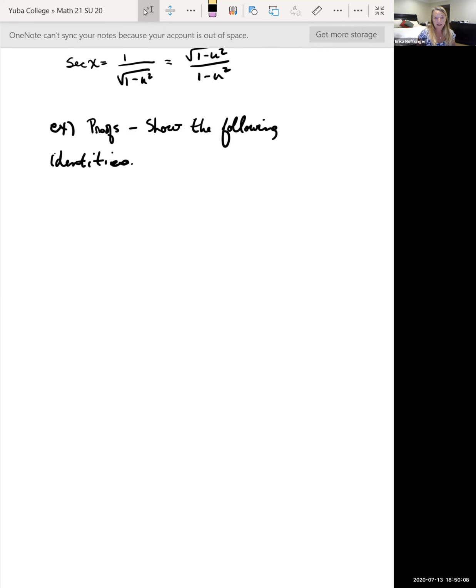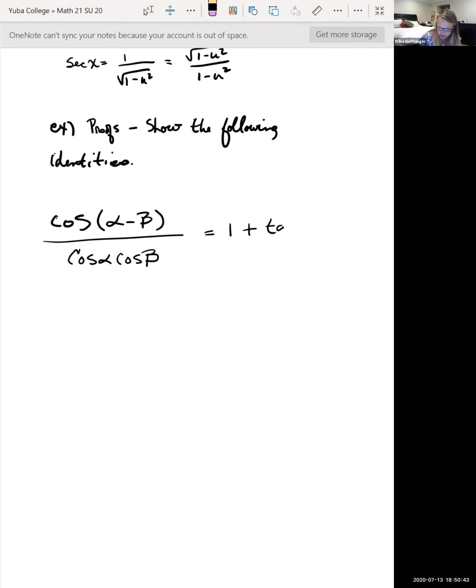So showing the following identities are true, you need to only work on one side, and you only choose one side, and you identify which side you're going to work on. So for instance, and I'm just pulling one right out of here, so I haven't even tried it. Let's see, you have cosine of alpha minus beta, all over cosine of alpha cosine of beta. And we want to show that this is the same thing as 1 plus tan alpha tan beta.